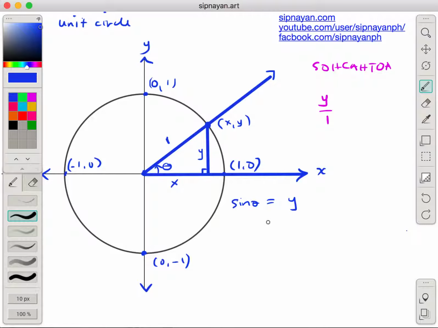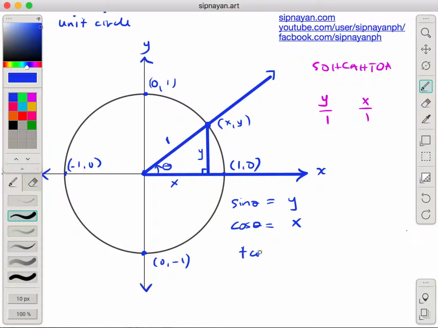So next we have cosine theta. Cosine theta is equal to adjacent over hypotenuse. So that's x over, this is the adjacent side, this is the hypotenuse, x over 1 or simply x. X divided by 1 is x. So, pwede natin ilagay na x.